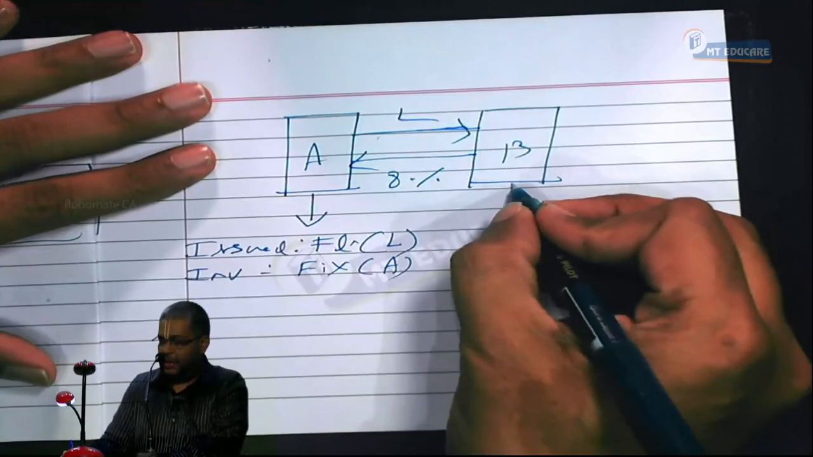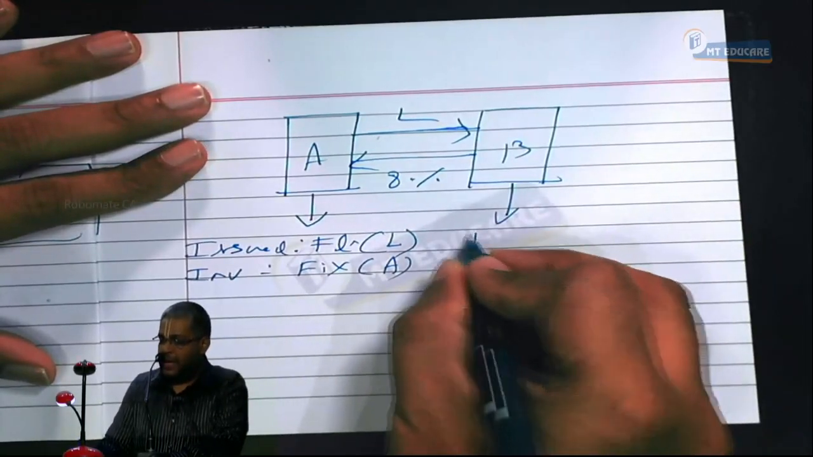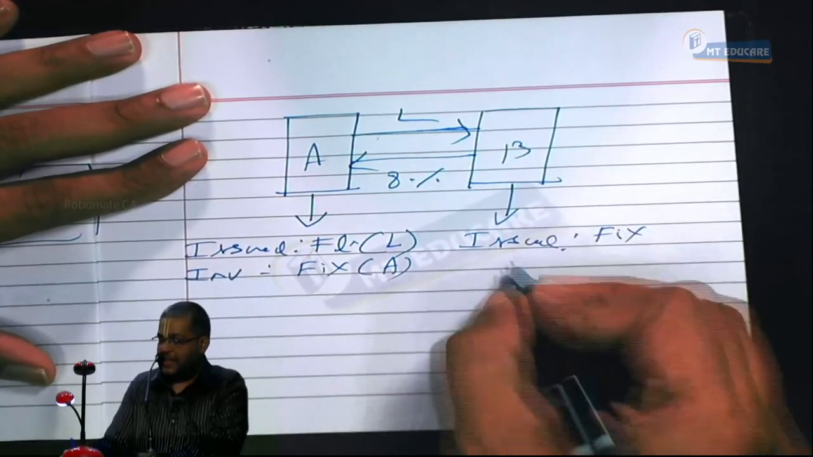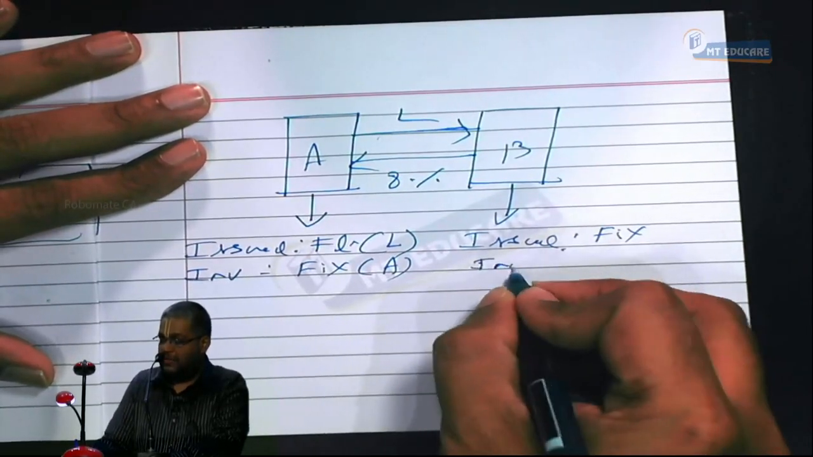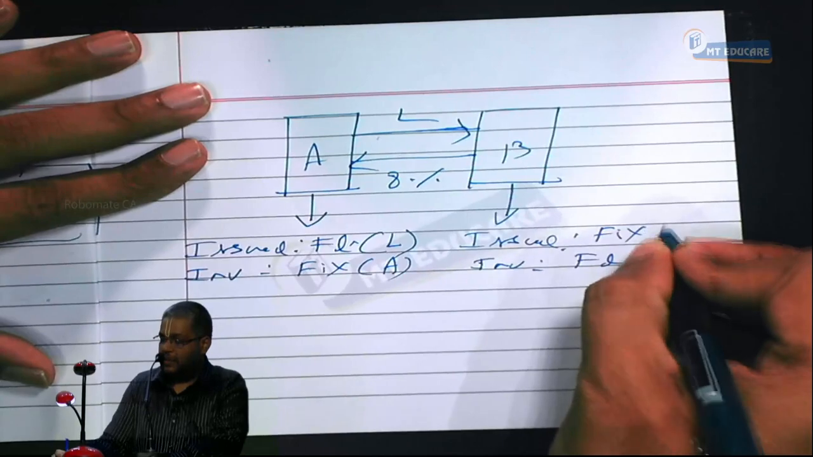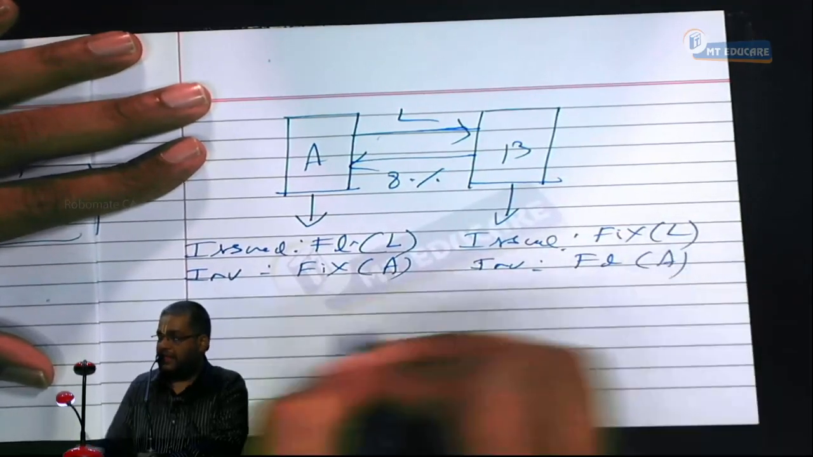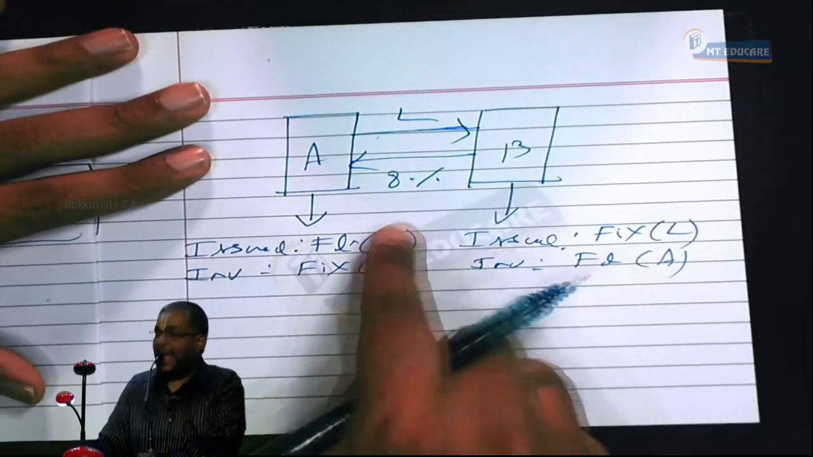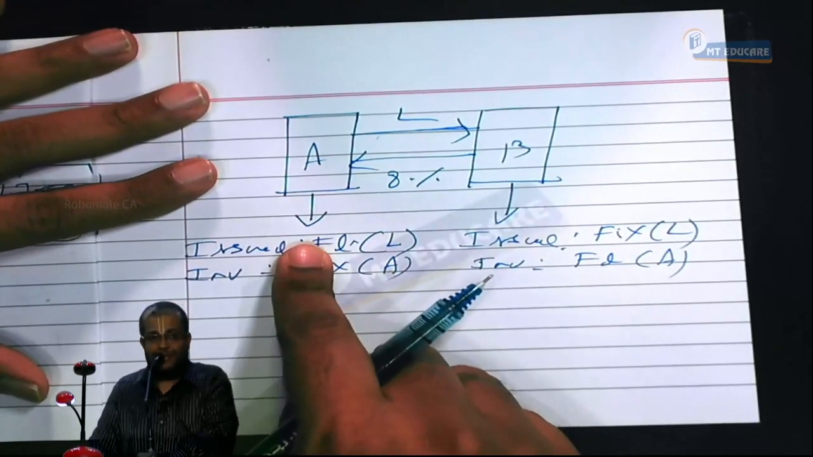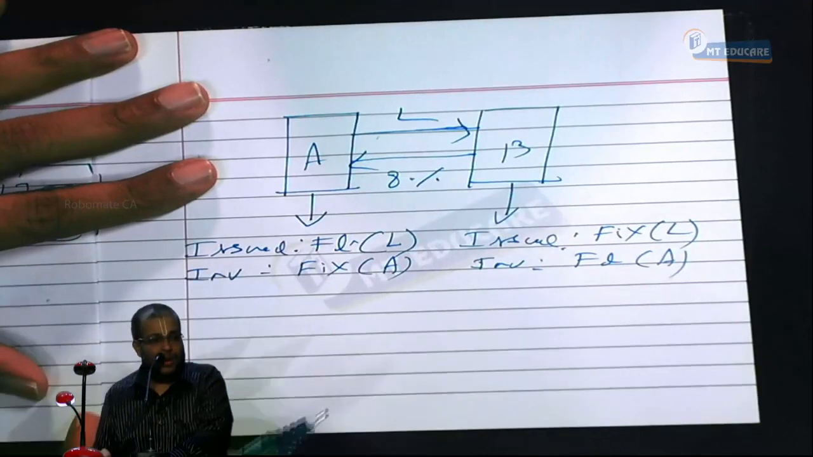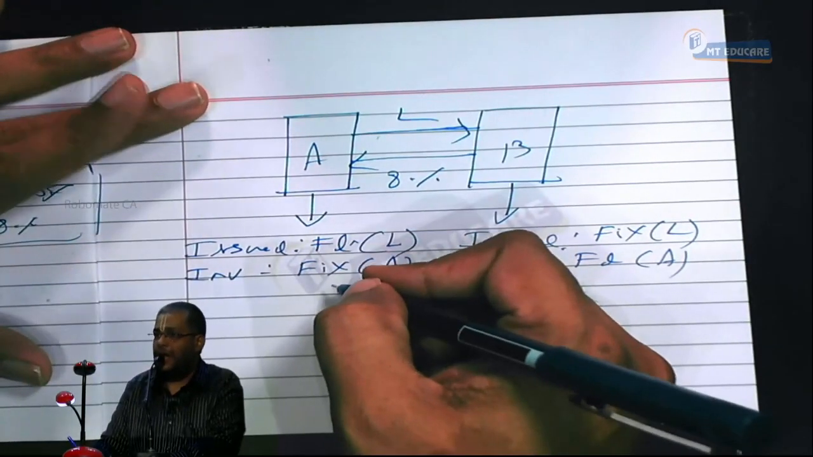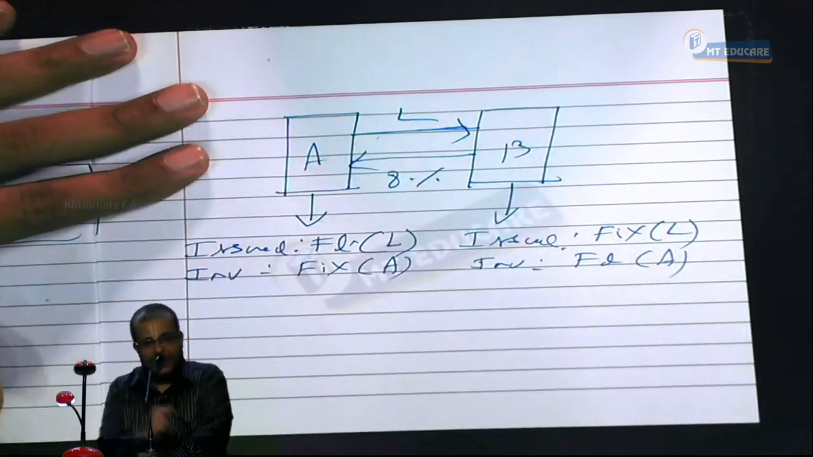The same thing will be opposite for B. B has issued a fixed rate bond and invested in a floating rate bond. This is a liability, this is an asset. At the time of initiation of the swap, this liability and asset are both at par value, called the par yield. When the swap started, these two bonds have the same value, so the swap has zero value.